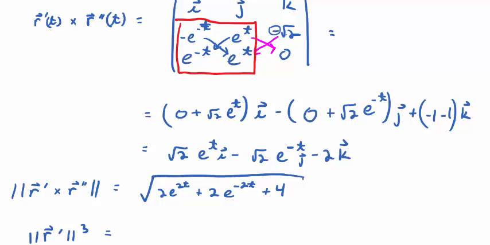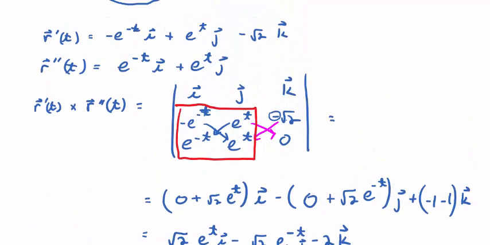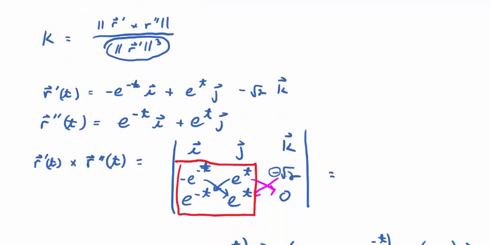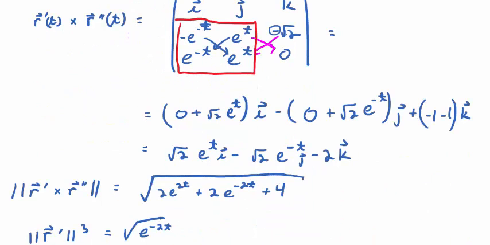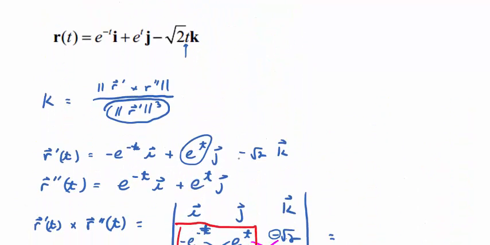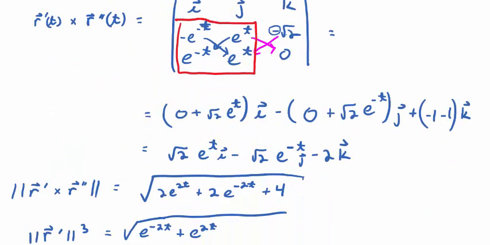Well, we're going to get e to the negative 2t for the first term. So square root e to the negative 2t for the first term plus e to the 2t for the second term if we square e to the t. So plus e to the 2t for the second term, and then for the third term just a plus 2. And then we're going to take all that and cube it.